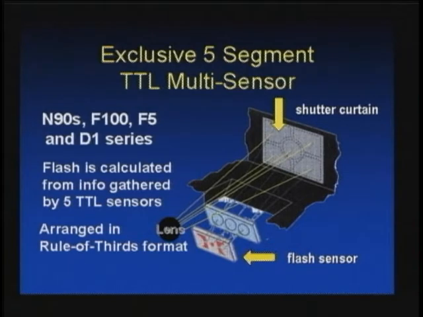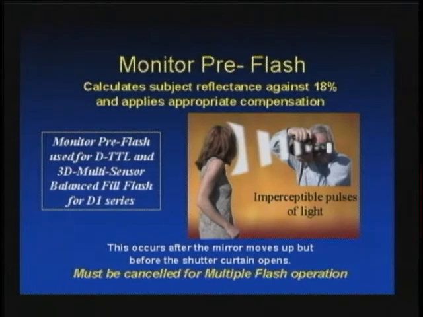What's interesting about the sensors is they are arranged in a rule of thirds arrangement, typical for compositional aspect ratios. The shutter curtain on the 5-segment TTL system is coated with a gray material that's actually 18% reflectance. That plays an important role in the next segment, which was what we call monitor pre-flash.